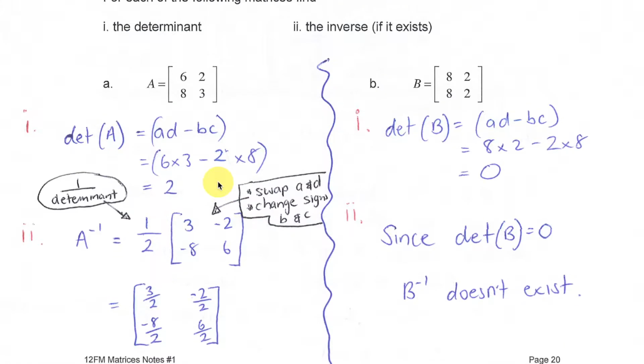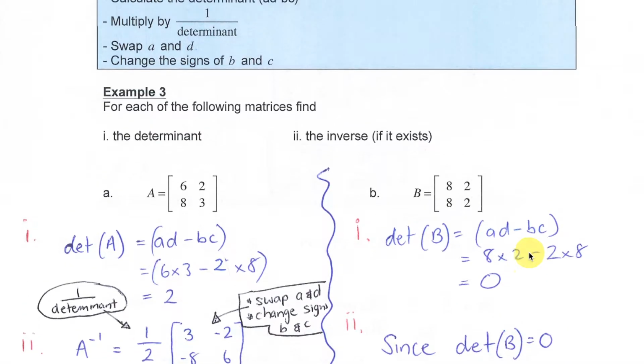Same idea for B. So here's matrix B, it's 8, 2, 8, 2. Calculate its determinant. So the determinant of this will be 8 times 2 minus 8 times 2, and that gives us a result of 0. Now, whilst the determinant is equal to 0, the inverse for this will not exist, and it's pretty simple why. The proof of it is that the determinant is equal to 0, but why is it that we can't evaluate what the inverse is?